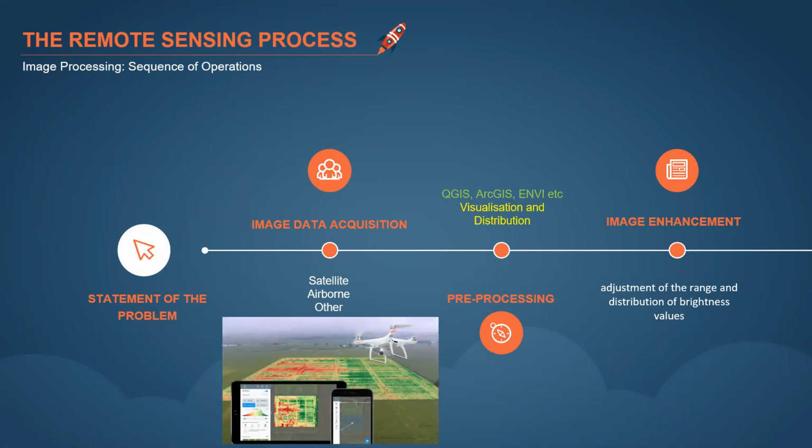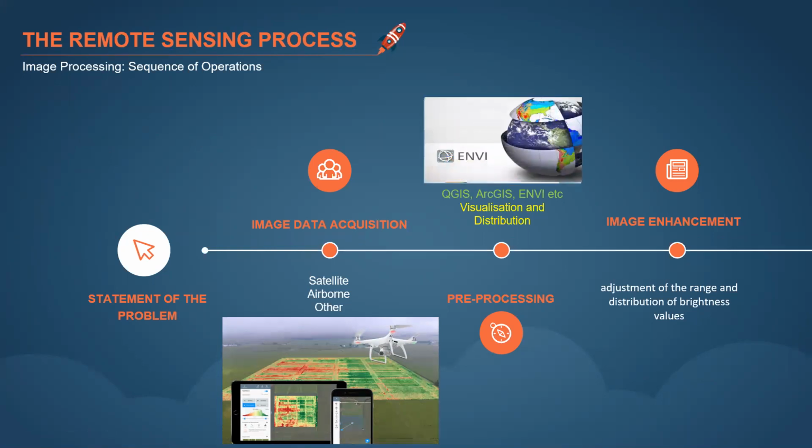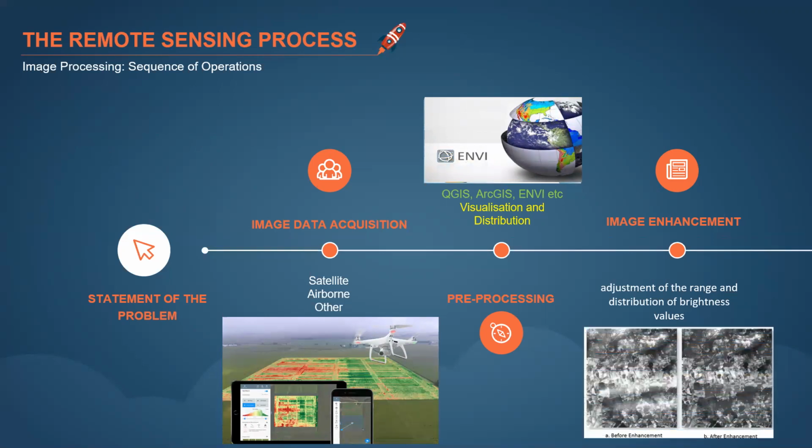Next, the raw materials need to be pre-processed by software like QGIS, ArcGIS, and ENVI. These processed images are used to visualize spatial data, to review and understand spatial distribution and relations. In the next step of image enhancement, image processors need to adjust the range and distribute the brightness values. In this image, as we can see, it shows the difference between pre-processing and post-processing pictures.